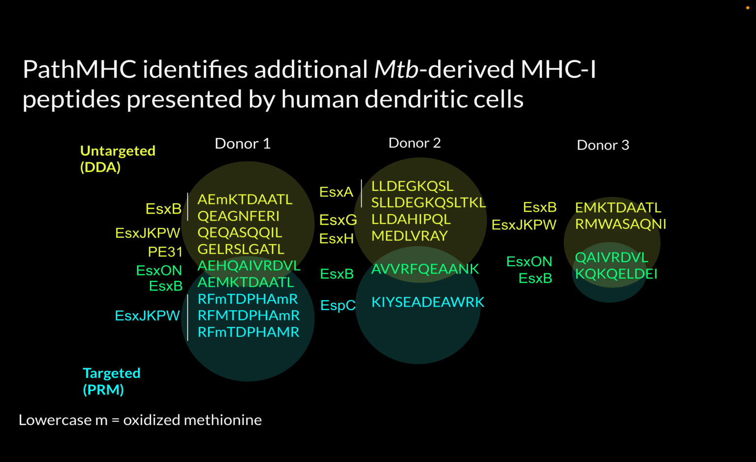We then applied PathMHC to identify MTB peptides presented on MHC class 1 by dendritic cells, and found that our targeted runs identified MTB antigens that our initial untargeted analyses had missed, here highlighted in blue. This expands the space of possible targets for TB vaccines.